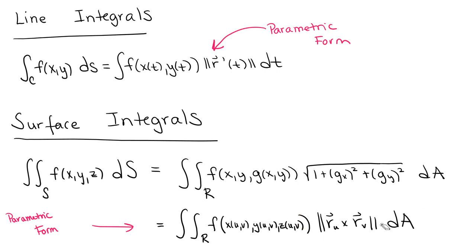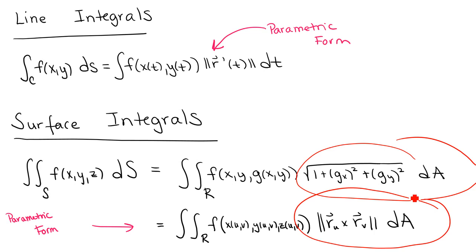The other thing I want to point out while I have a summary of our formulas on the screen is whether we're working in parametric form or not, when we're computing a surface integral, this ds is being replaced with something dA, and that something is actually representing a magnitude of our normal vector. That's what's happening here. And we'll talk a little bit about that in our next examples.